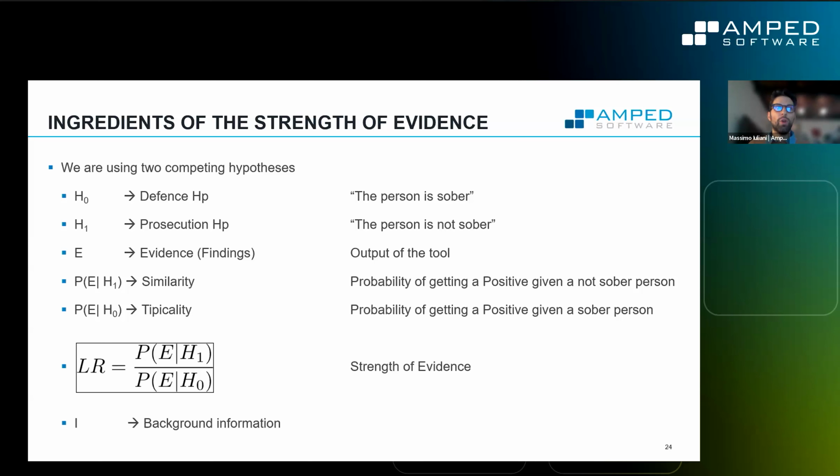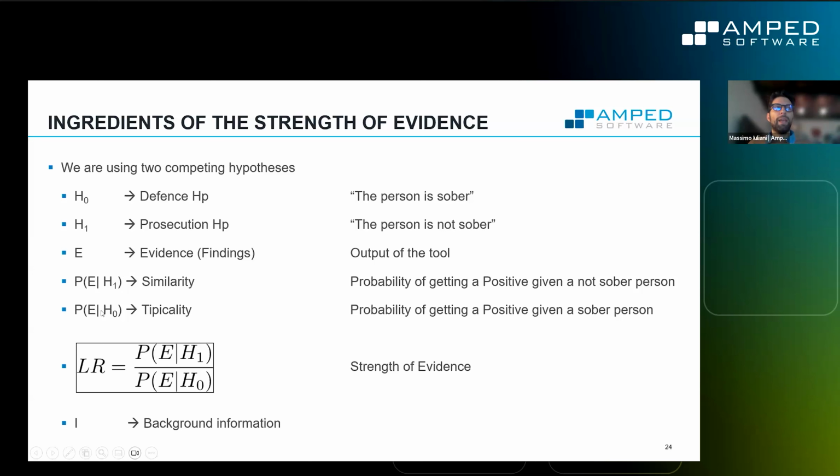In this case, following the breath analyzer example, the person is sober, the person is drunk. We can say not sober if we want to be technically perfect. Then we have a finding. The finding in this case is the output of the tool, that is a positive or a negative. In other cases, it can be the output of a tool, a discrete value, a logical value, it can be a lot of things. But the ingredient is the same.